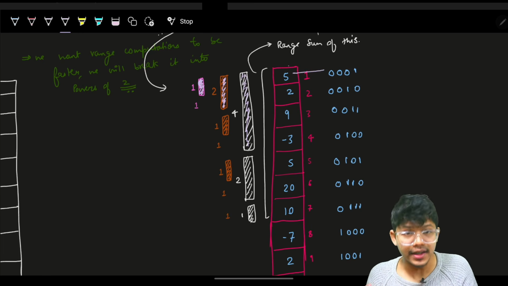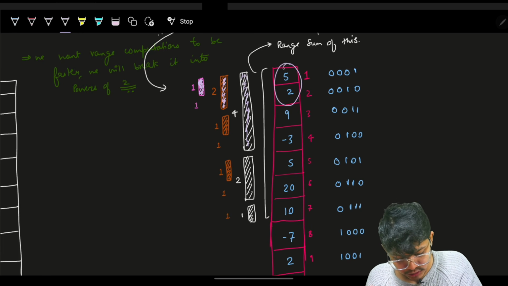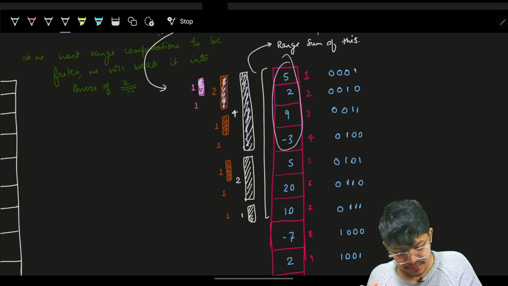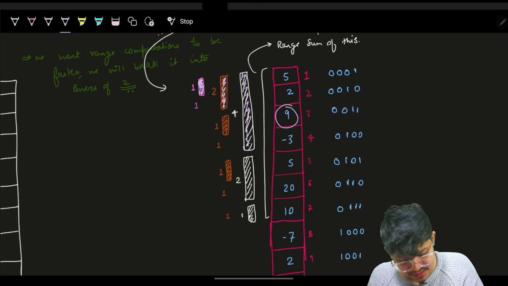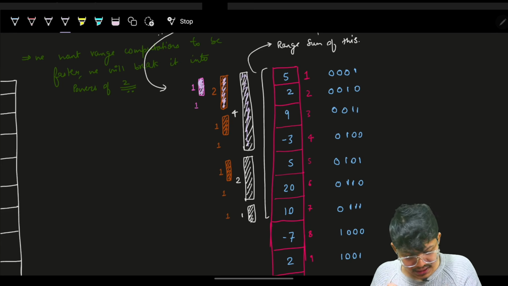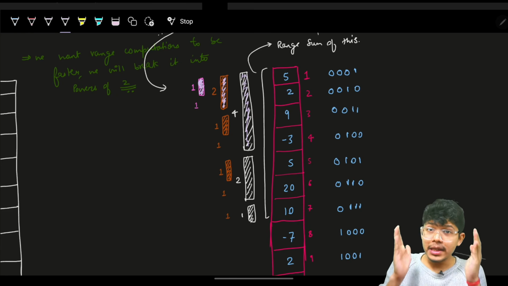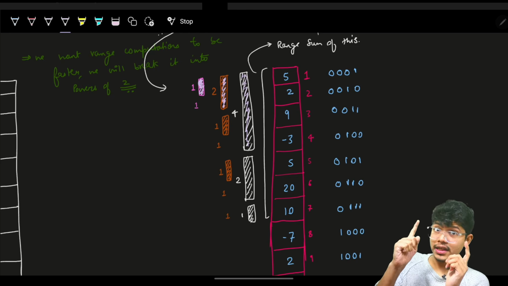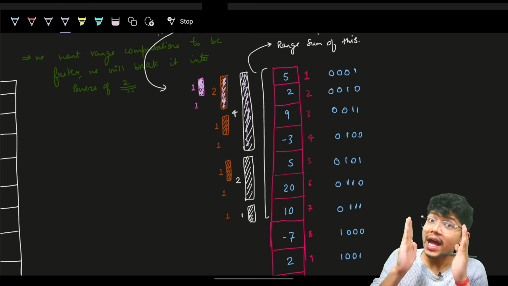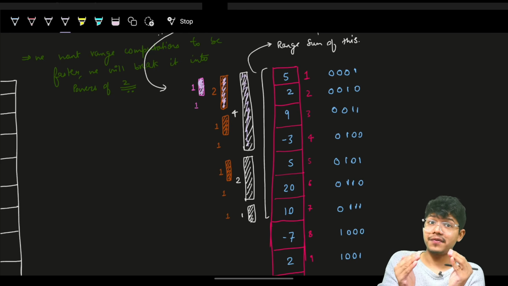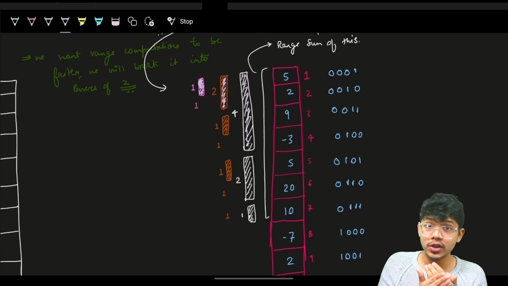One sum here, 2 sum here, 4 sum here. Again, I'll just keep track of one sum here, not two sums. Again, I'll keep track of two sums here, and that is how I'm trying to keep track of range sums. Range is nothing but a power of 2, and I'm only keeping track of those specific sums which are actually useful for me.